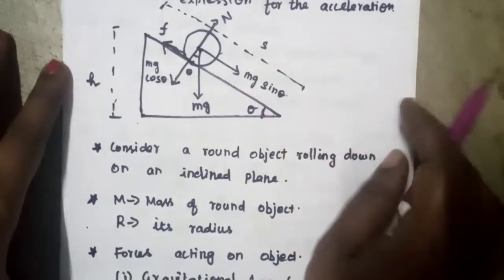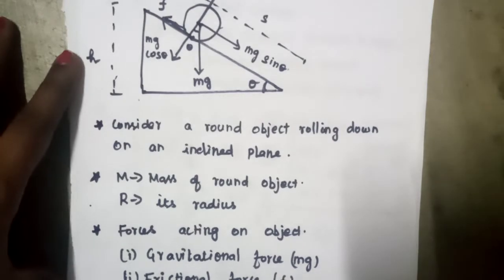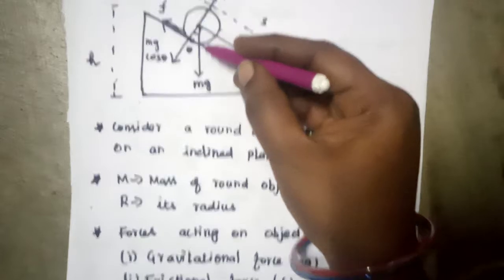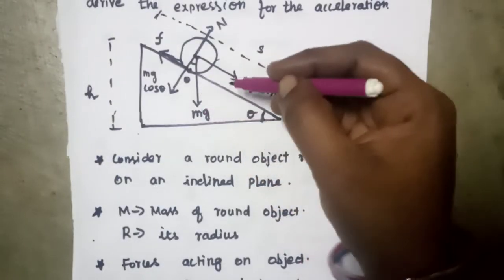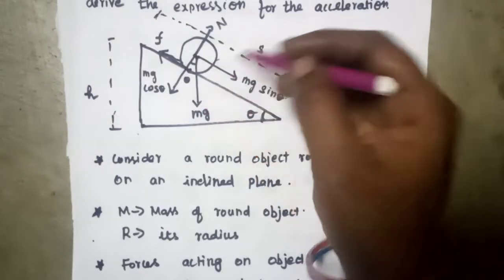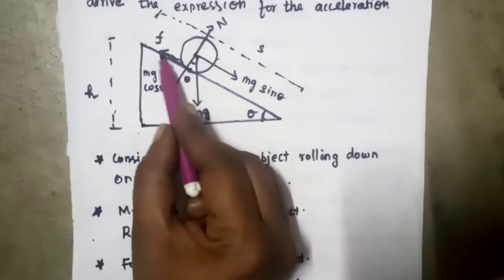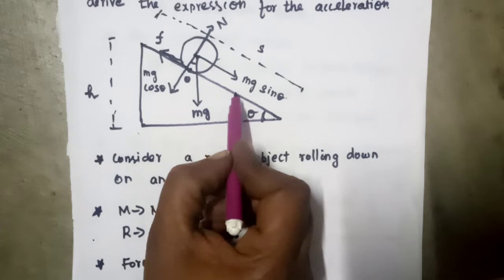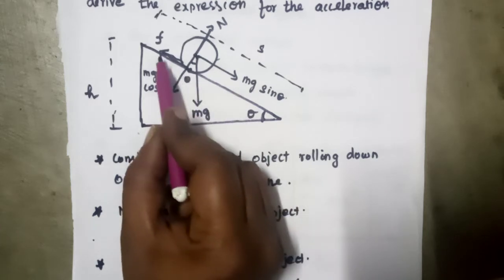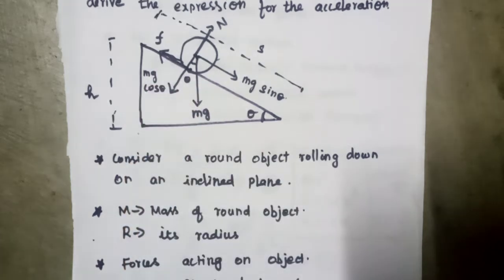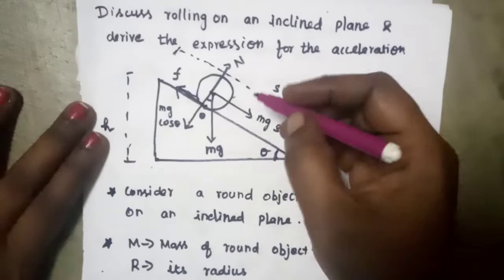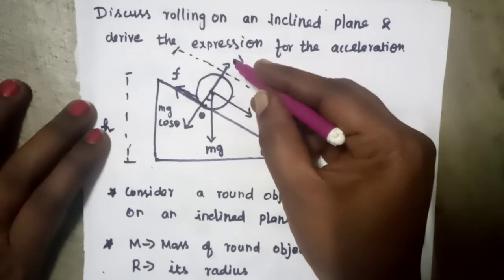Now we are going to consider the forces acting on the object. So what are the forces acting on the object? One is the gravitational force. Mg is the gravitational force. It acts downward. And then the frictional force. Always the frictional force acts opposite to the direction of the motion of the object. This is the direction of the motion, and this is the direction of the frictional force. Then the next one is the normal force. The normal force acts perpendicular to the surface. So this is the normal force direction.